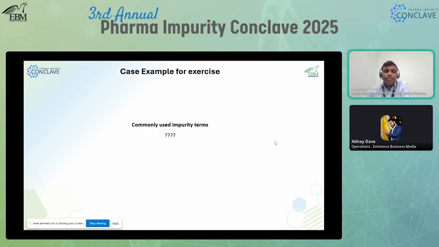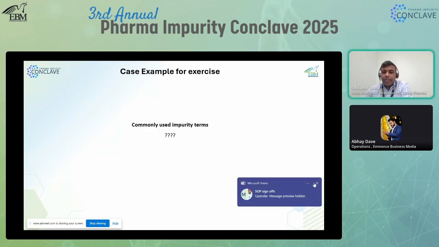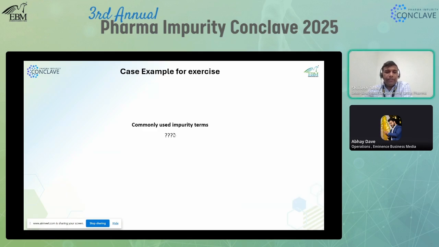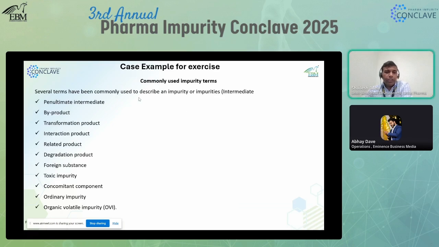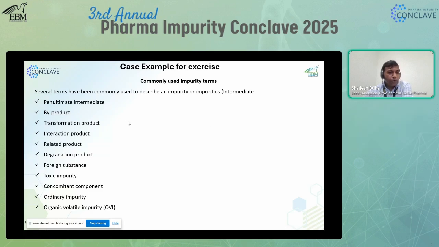So let me go to the next slide where we have multiple terms of impurities, which we can classify differently at the drug substance stage and the drug product stage. There are several terms to describe impurities: penultimate intermediate, byproducts, transformation product, interaction product, related products, degradation product, foreign substances, toxic impurities, concomitant component, ordinary impurities, and organic volatile impurities.